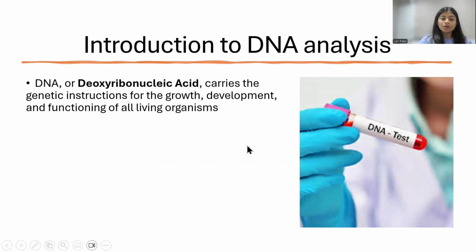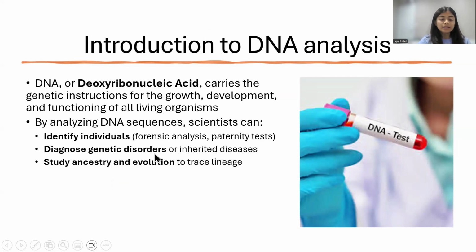DNA is also known as deoxyribonucleic acid. It's a long name, but it's pretty easy, deoxyribonucleic acid. It carries the genetic instructions for growth, development, and functioning of all living organisms. By analyzing the DNA sequences, scientists can identify individuals by forensic analysis or paternity tests. They can diagnose genetic disorders or inherited diseases. They can study ancestry and evolution by tracing lineages.